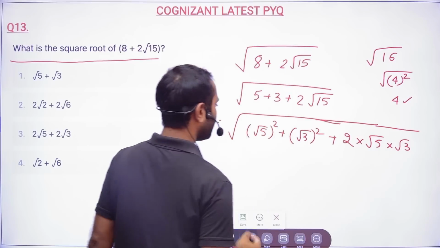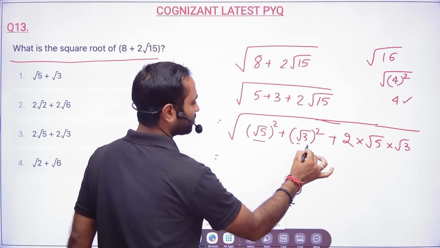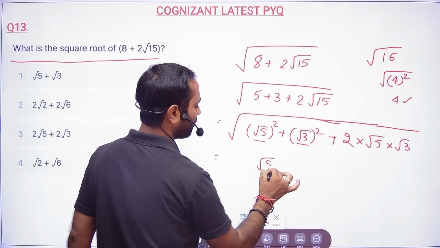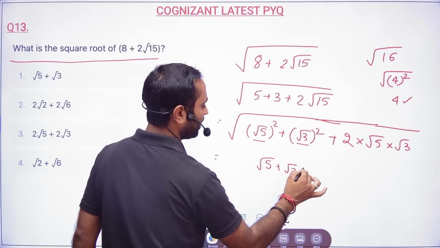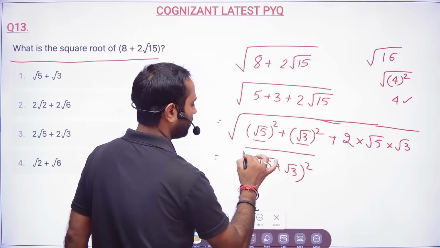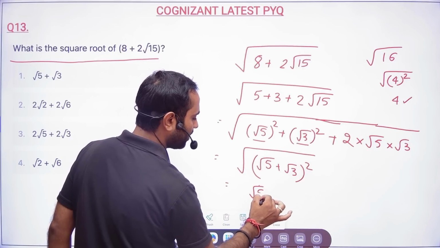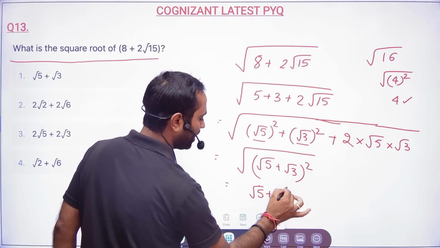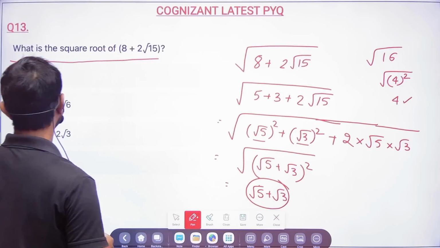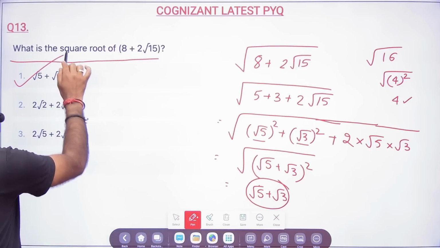That's all. Now this is a square plus b square plus 2ab. So it is the square root of (square root of 5 plus square root of 3) squared. Now if we take it out of the root, the square and the root will get cancelled. Square root of 5 plus square root of 3 will become your answer. Right? So option A will be the correct answer.